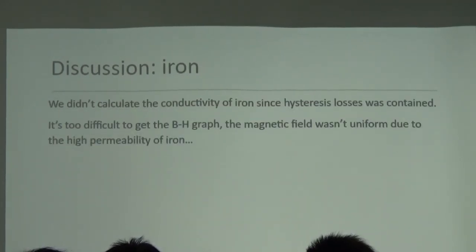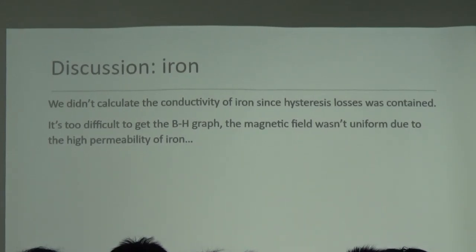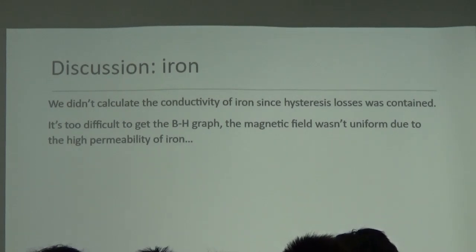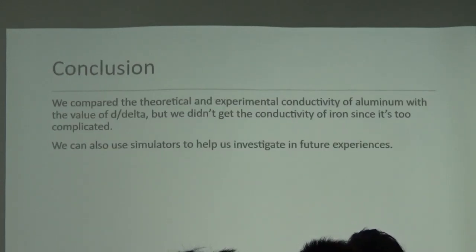And then discussion for iron. We didn't calculate the conductivity of iron because the hysteresis loss is too difficult for us to get the BH graph. And the magnetic field was uniform due to the high permeability of iron. Maybe we can use some simulators or other ways to figure this out in future experiments.